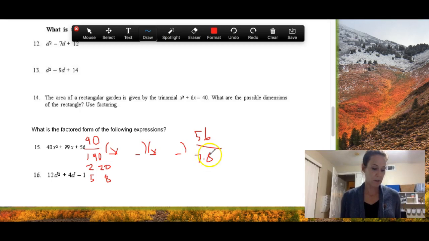56 is divisible by 2. I could have 2 and 28. Let's see, what else makes 56? 4 and 14. Okay, so all of these choices could be the ones I put for here, and all of these choices could be the ones I put for here.